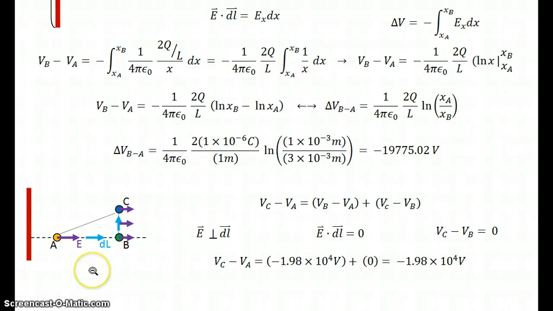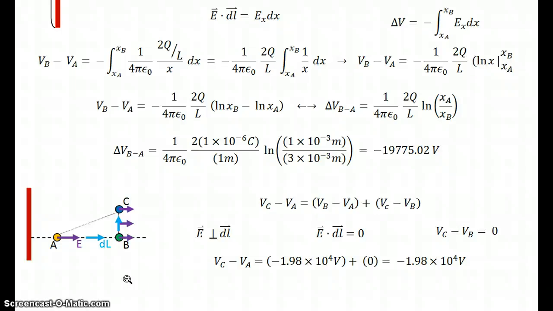Looking at this diagram, it is easy to see that the electric field vector, which is the purple vector, is perpendicular to the dl vector, which is the light blue vector. Because E·dl is perpendicular, the value of E·dl equals 0, and therefore the potential difference from B to C also equals 0.